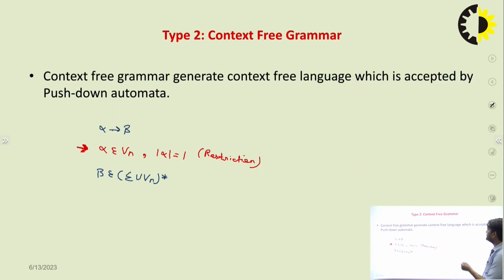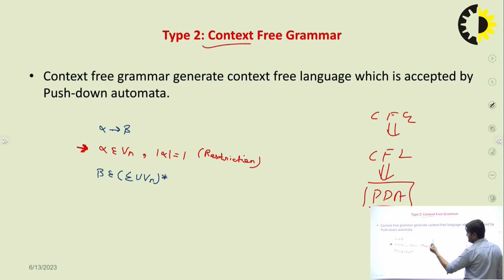Now we discuss type 2 grammar, which is context free grammar. Context free grammar generates context free languages, and context free languages are accepted by pushdown automata.